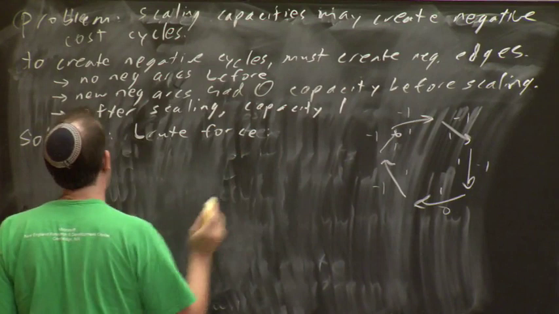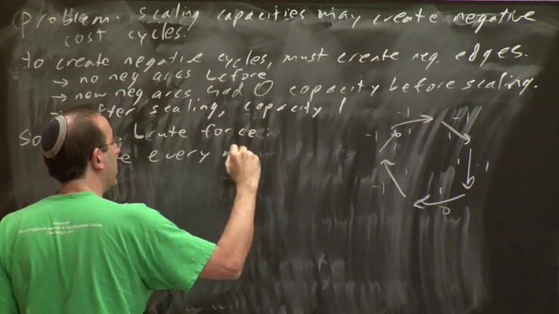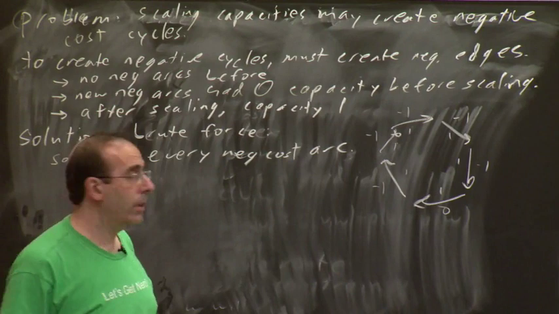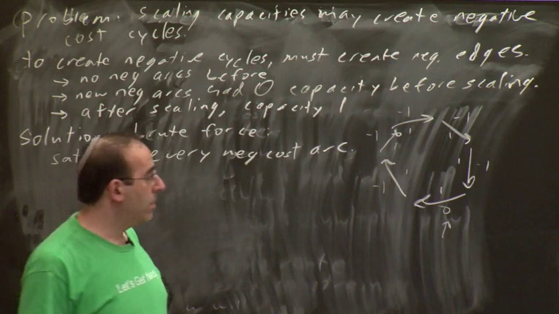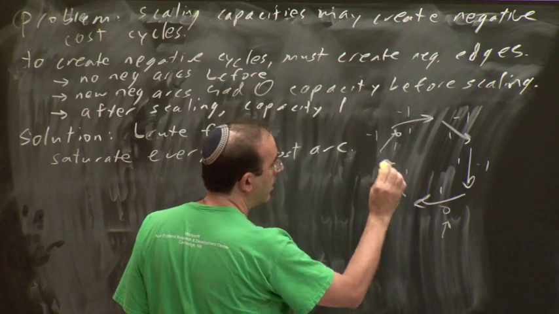We are simply going to saturate every negative cost arc. Actually, this example is too easy. You'll notice that this arc I've written as having zero cost. So what does it mean to saturate every negative cost arc? It means I'm going to create a flow of value one on this arc, this arc, this arc, this arc, and this arc.